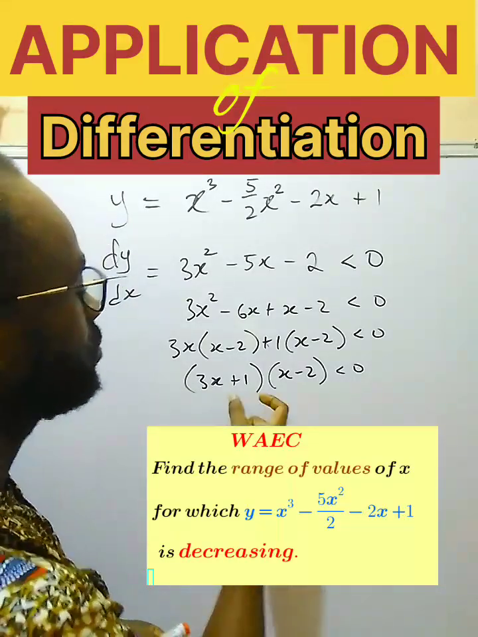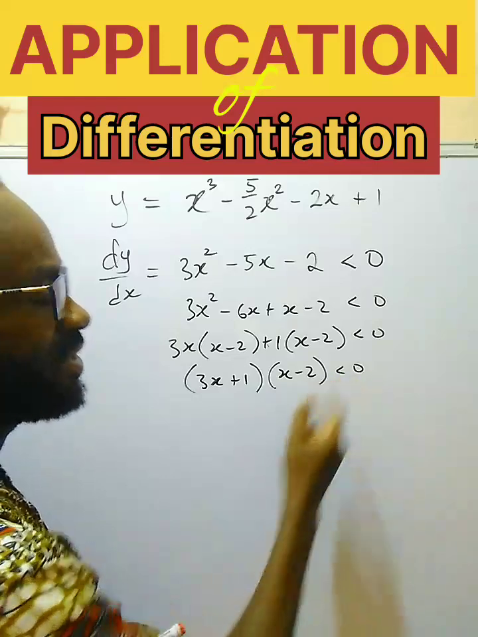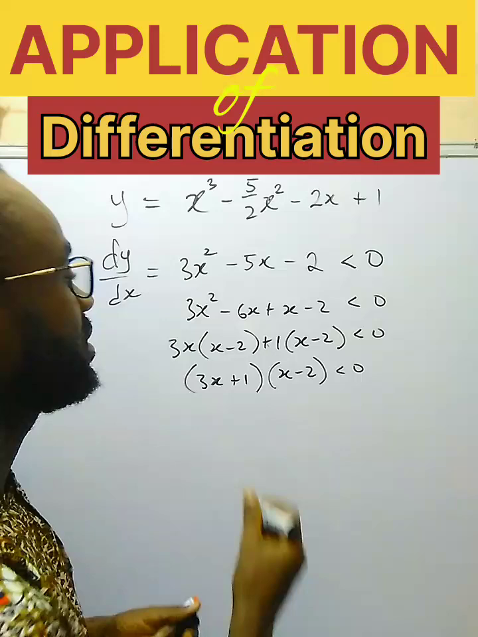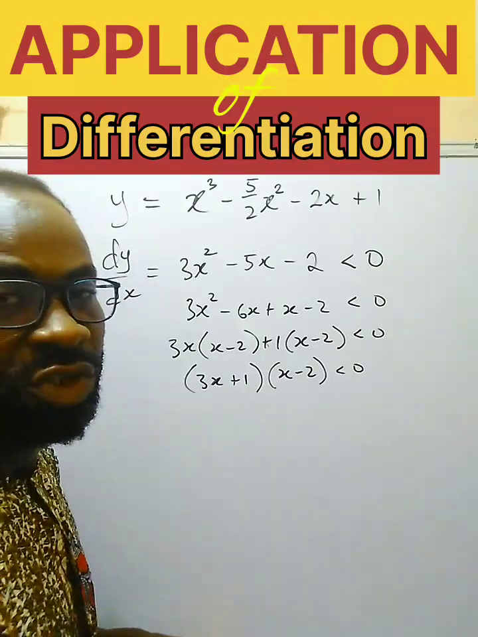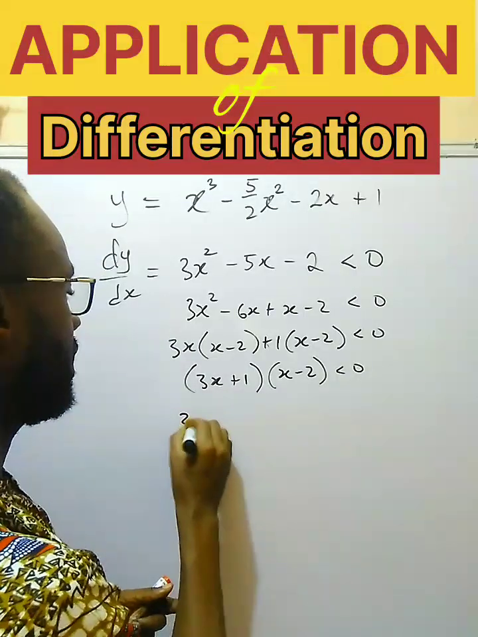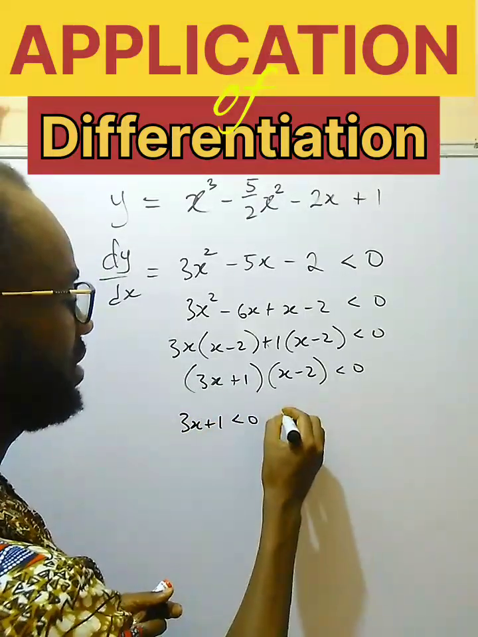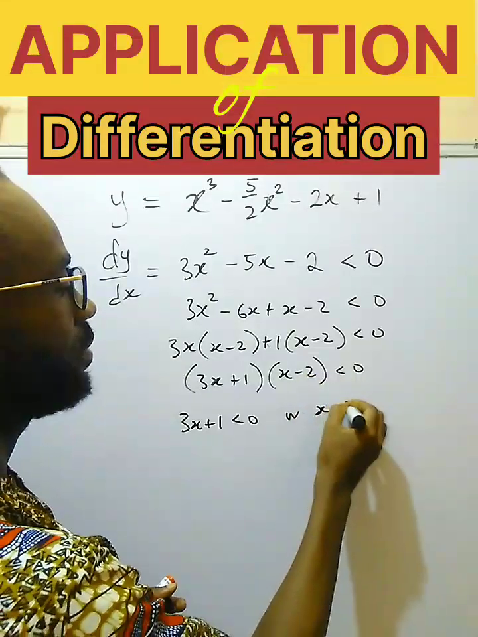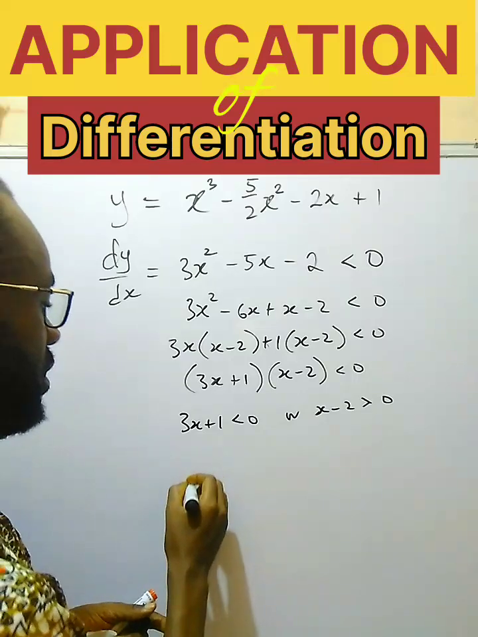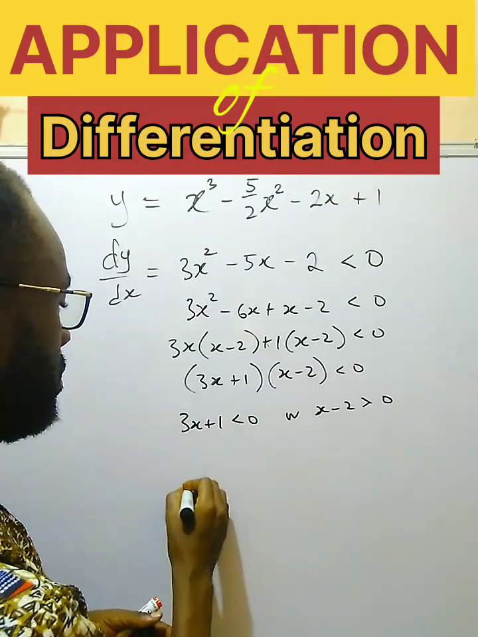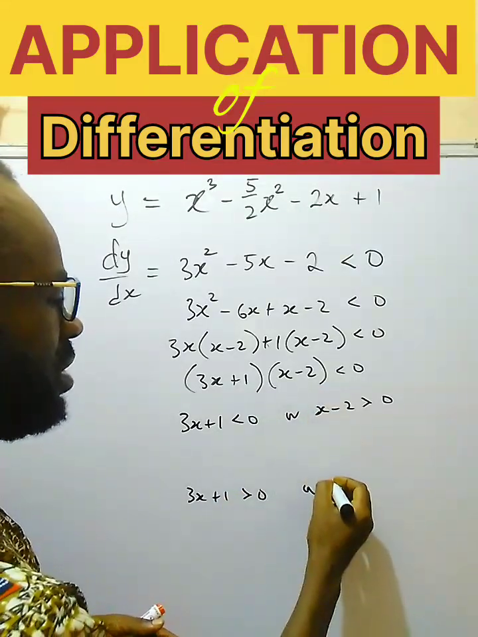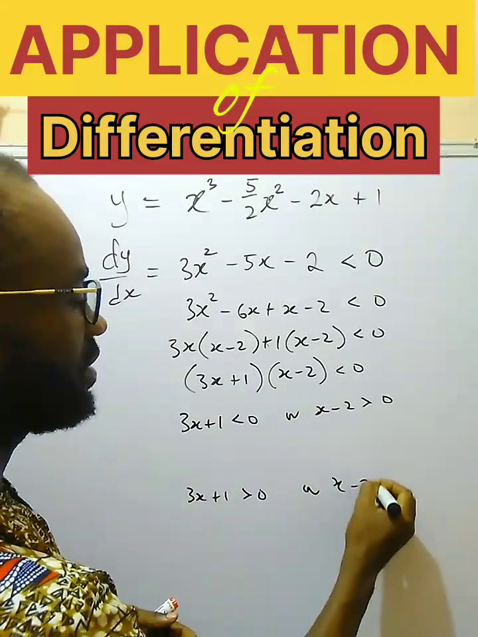So for me to get the solution to this quadratic inequality, all I'm going to do is to ask myself, if two things multiply themselves and it's less than 0, what does that tell us? It simply tells us that one of them should be less than 0. Okay, so it's either this one, which is 3x plus 1 is less than 0, while this will be greater than 0. This is the first case. Or the second case would be that this first one, 3x plus 1, will be greater than 0, while this second one will be less than 0.